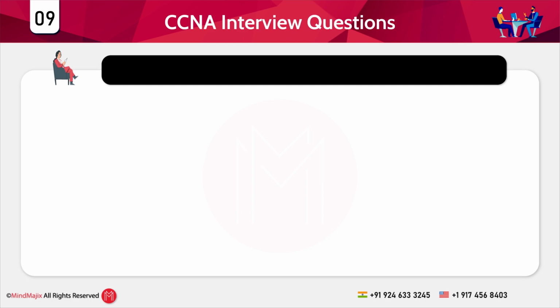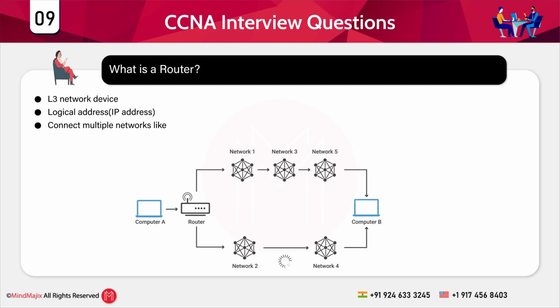The next important question is, what is a router? A router is a layer 3 network device. Why do we say layer 3? Because it works on IP address or logical address.